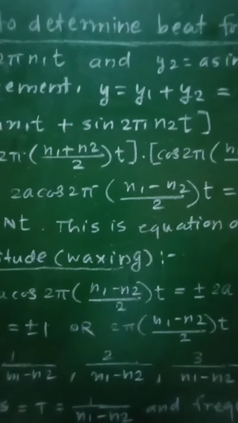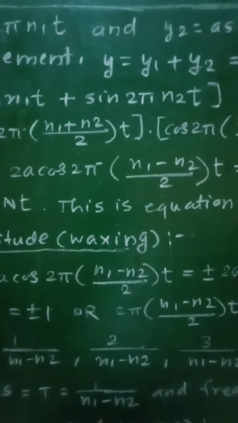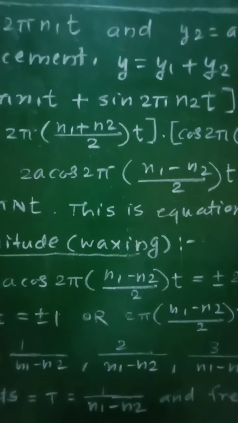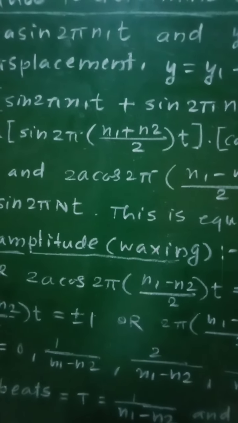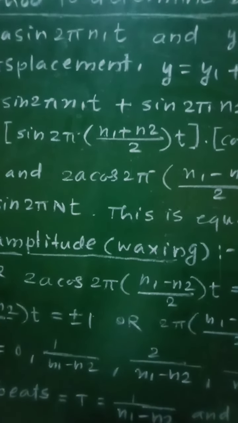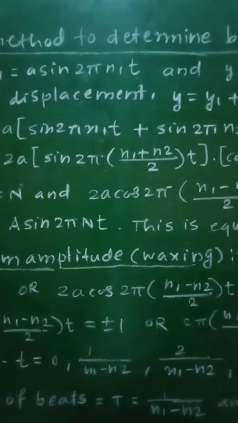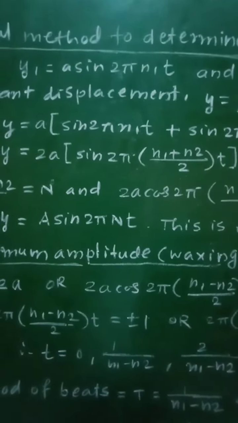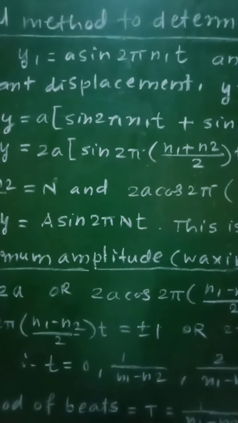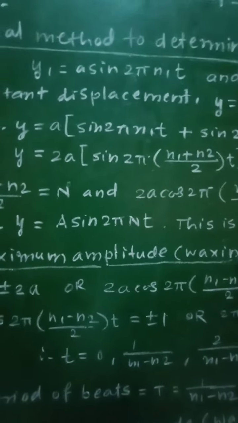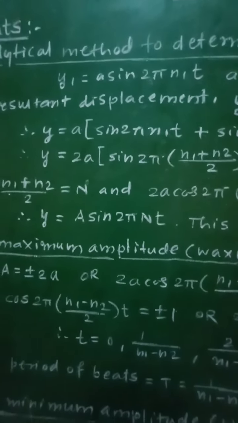Now we know that in case of sound, the intensity of sound is directly proportional to the square of amplitude. Therefore if the intensity is maximum, amplitude will be maximum. If the intensity is minimum, amplitude will be minimum. And therefore let us find the conditions for maximum amplitude and minimum amplitude.